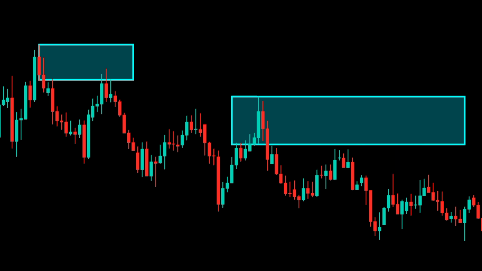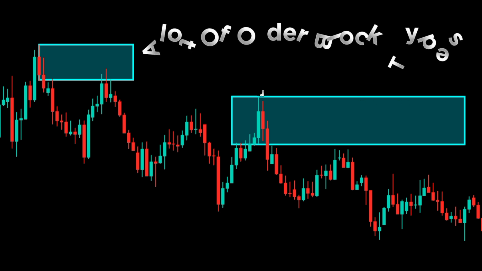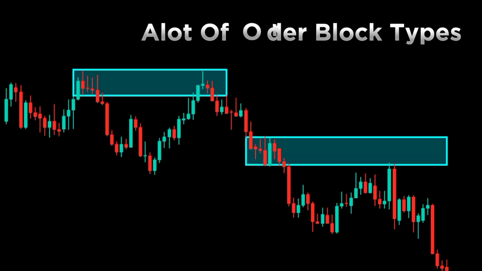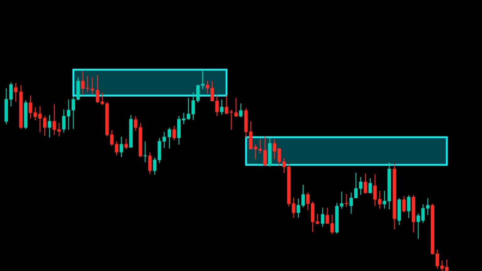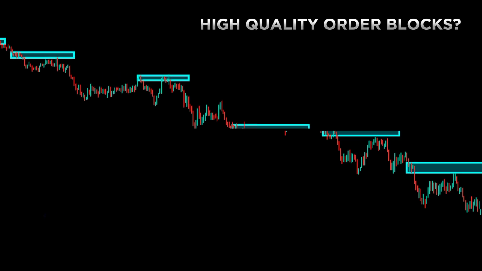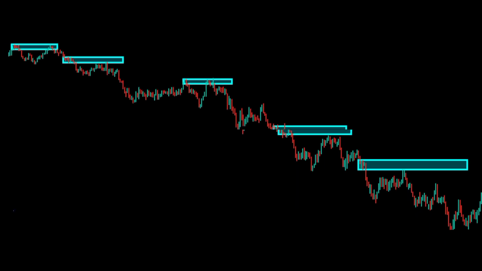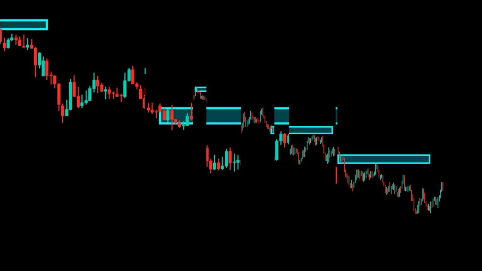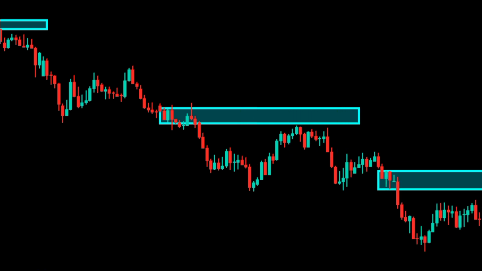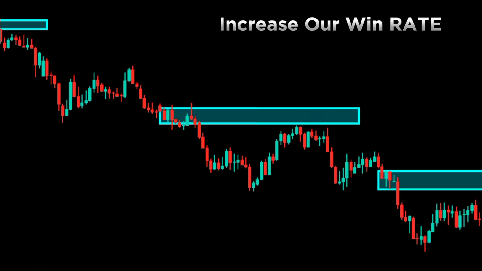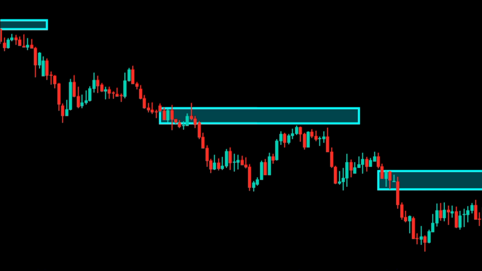And in order to understand this, I tested out a lot of order block types on different timeframes, different assets, and different market conditions in order to find out the best high-quality order blocks that are really respected by the market. Applying strong rules and strategies to discover those order blocks that will actually increase our win rate. And through that quest, I gathered some of the most outrageous and interesting results.